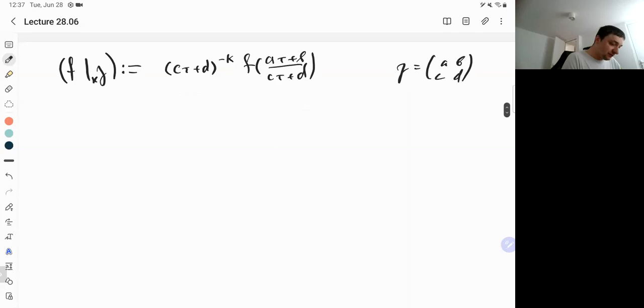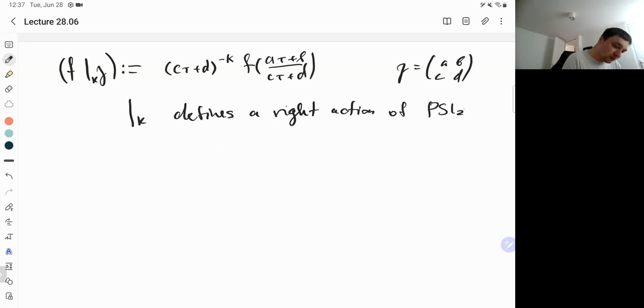So this slash k defines a right action of PSL2R.